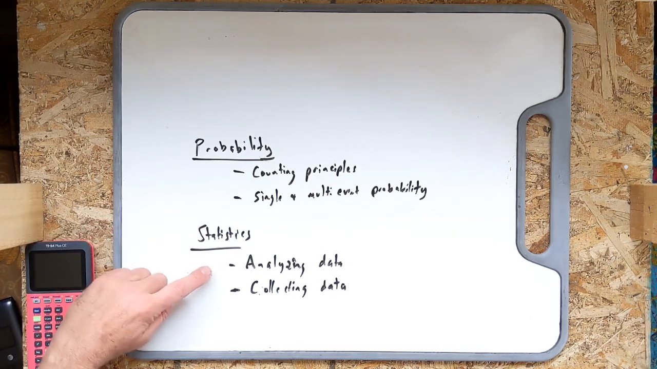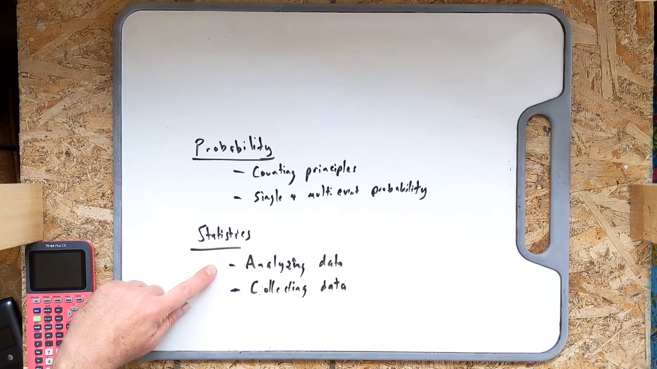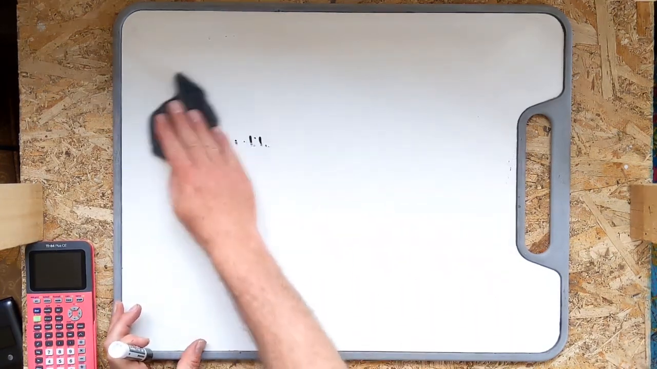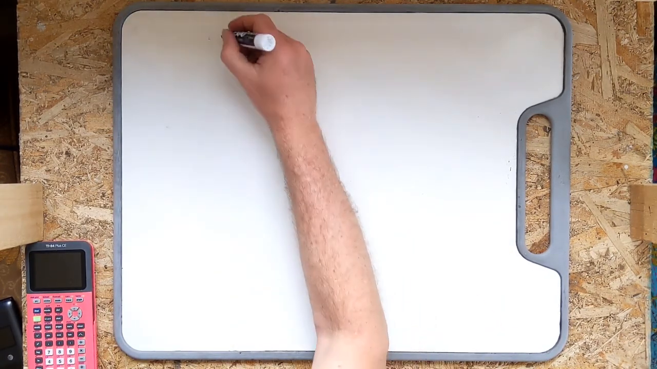And within statistics, we're going to analyze data using mean, median, mode, standard deviation, normal distributions, things like that. And we're also going to talk about how we collect data efficiently and effectively. As I said, today we're just going to talk about counting principles. Before we do that, I'm going to introduce probability, just defining it.